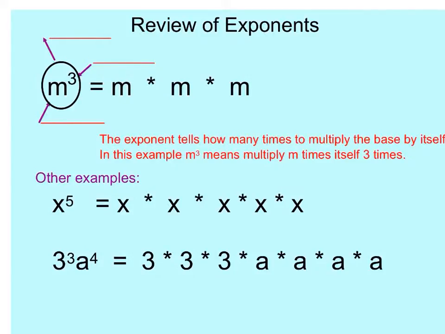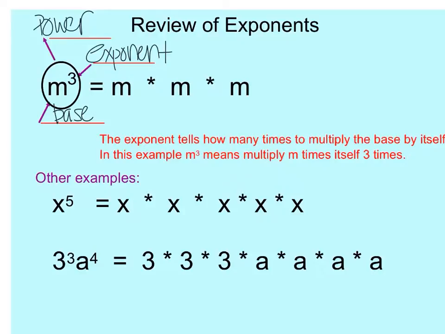Let's review what we know about exponents. When we read this power, this m to the third, the whole thing is called a power. We read this as m to the third. Our m is our base, and of course the 3 is our exponent. And an exponent tells us how many times to multiply the base by itself.